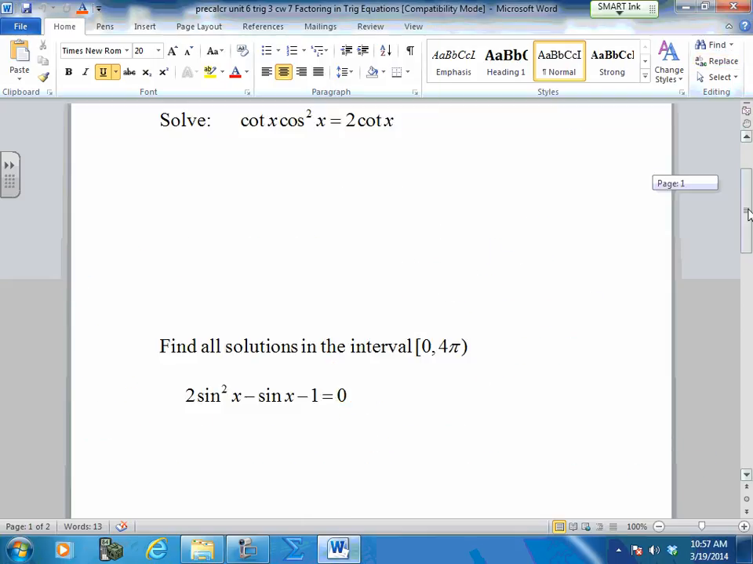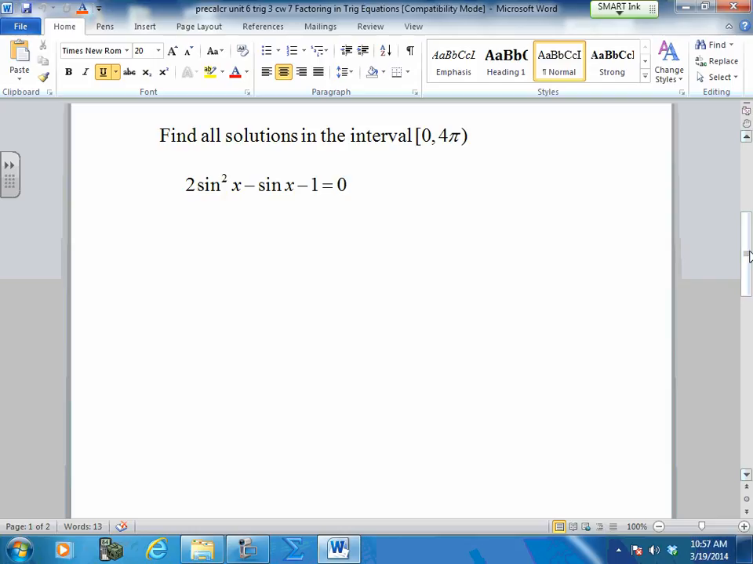Okay, this guy. We're going to find all solutions between 0 and 4 pi. So let's just work on the 0 to 2 pi first. It looks a little bit weird to me, so I'm going to take this out and make my sine an x right now. 2x squared minus x minus 1. Does it have a greatest common factor? No.